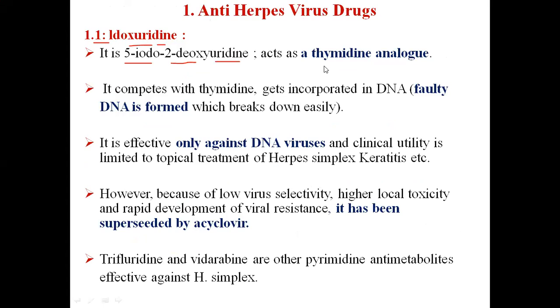So this is acting as a thymidine analog. Now I guess everyone knows about thymidine. This is a part of your nucleotide. This is a nitrogen base. So this drug is an analog of thymidine. Now this drug competes with thymidine and gets incorporated into DNA. And the DNA is now faulty DNA. Why faulty DNA?